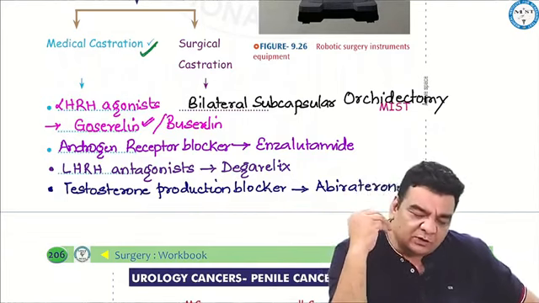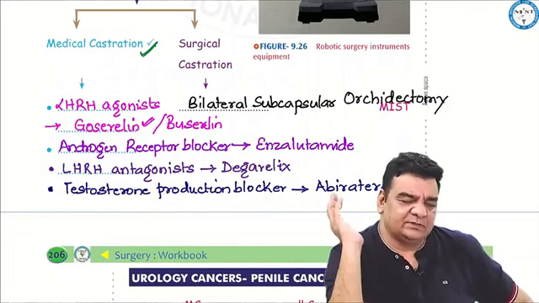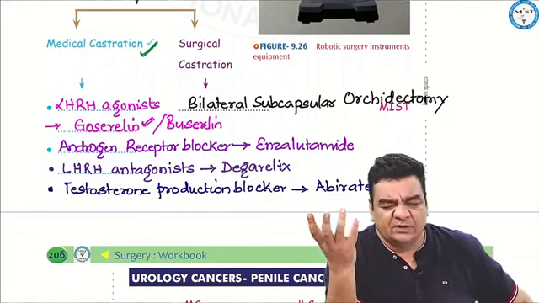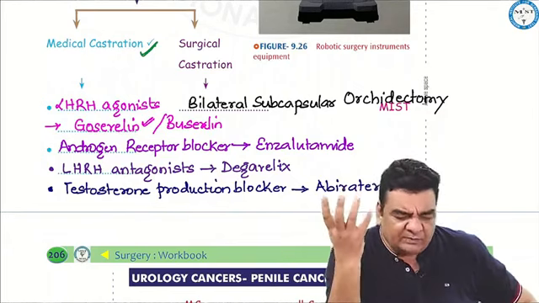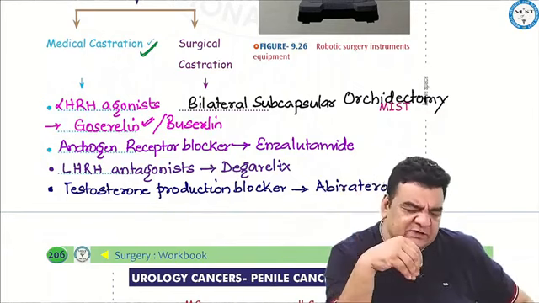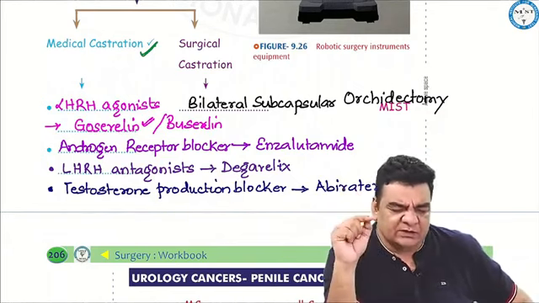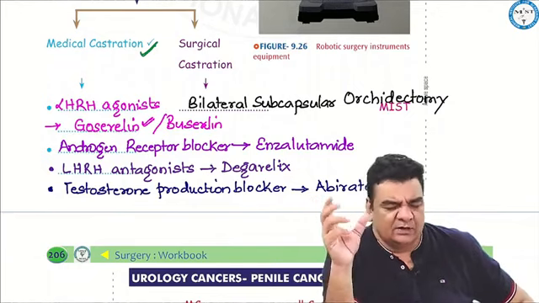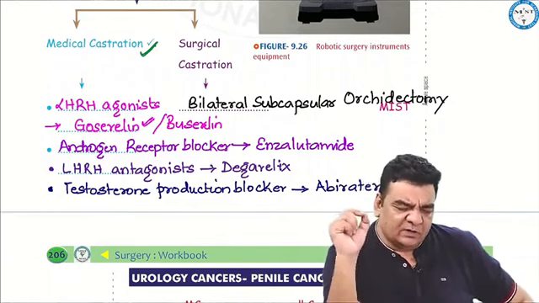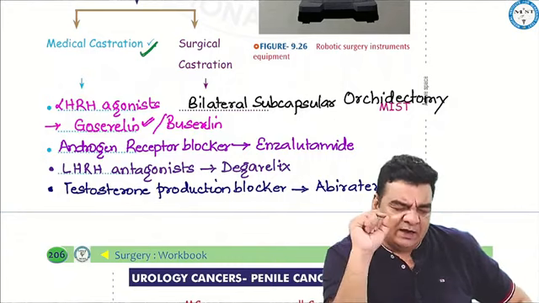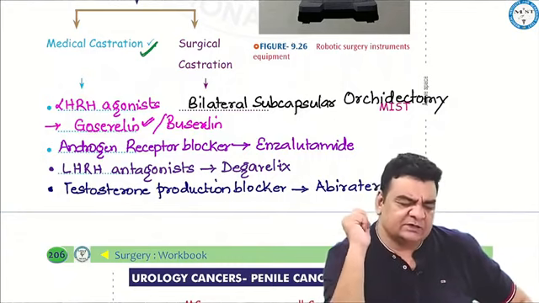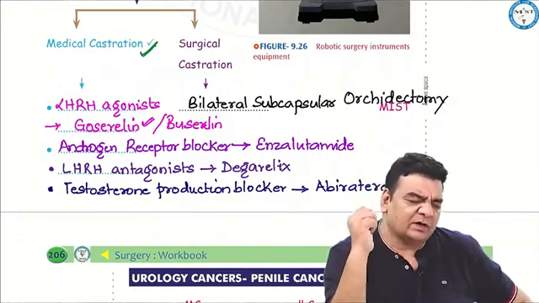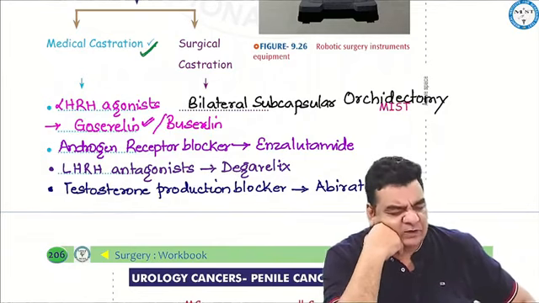However, when the cancer has gone beyond the prostate, then androgen ablation, usually by medicines, various medicines: LHRH agonist, goserelin, buserelin, androgen receptor blocker, enzalutamide, LHRH antagonist, degarelix, testosterone production blocker, abiraterone. These can be used.